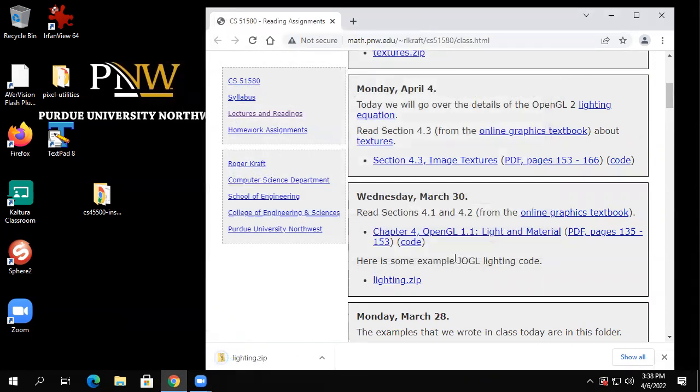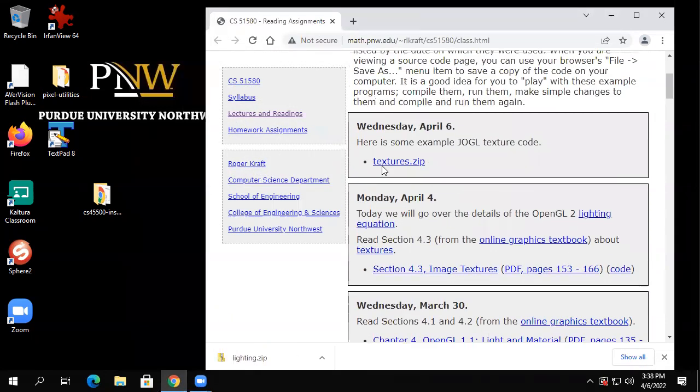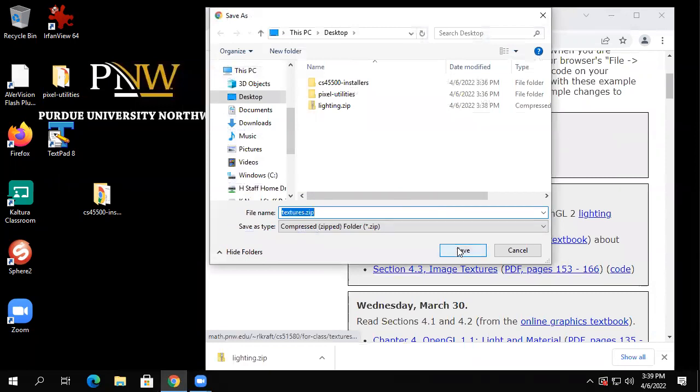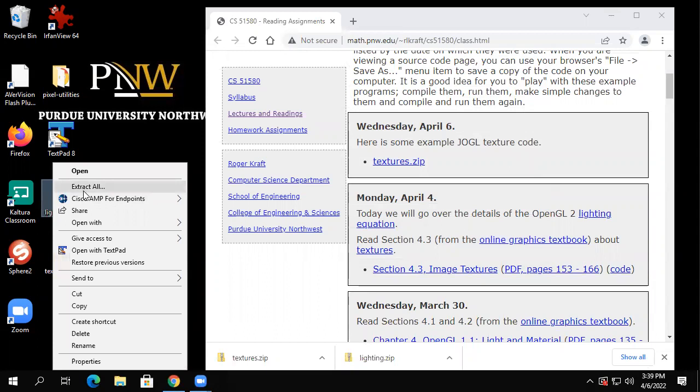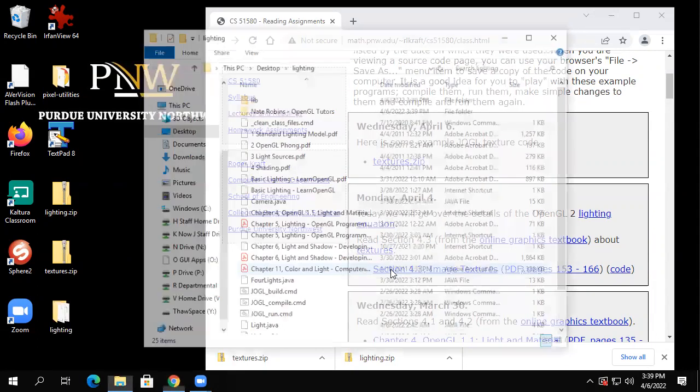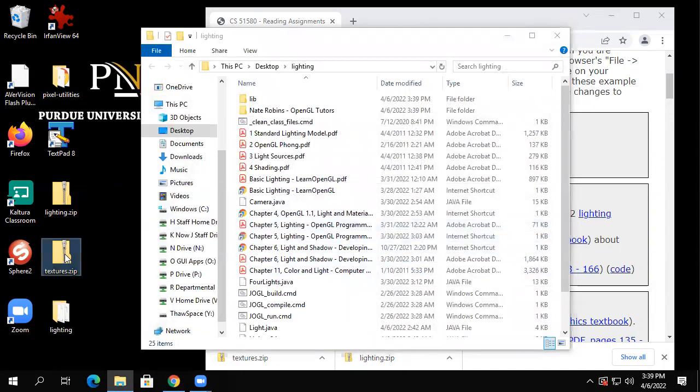Today, we're going to look at some more lighting code and maybe start looking at some texture code too. One of the things we're going to see is that this style of OpenGL is about the ugliest code you can imagine writing. It is not fun to write this kind of code. It's kind of fun to see the results. You get to see graphics, but it really is weird code to write.